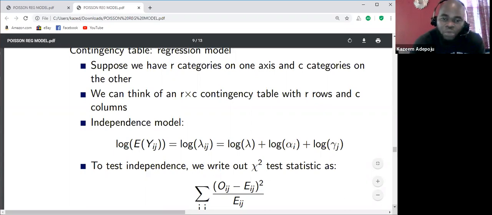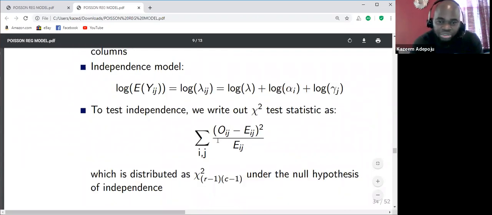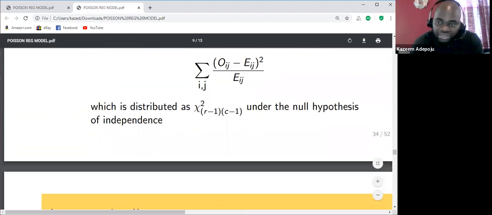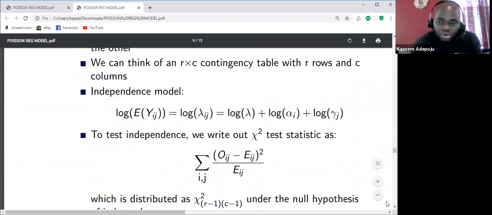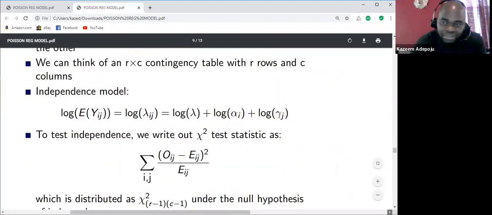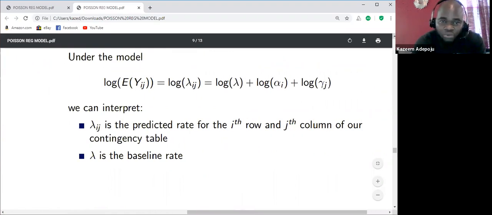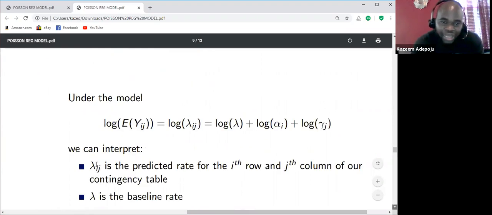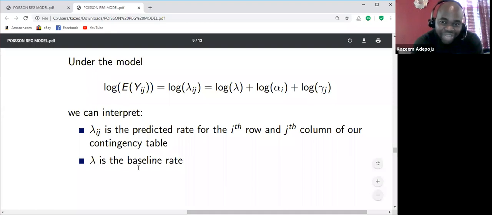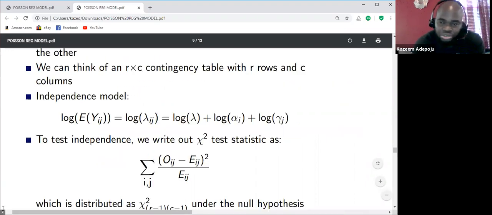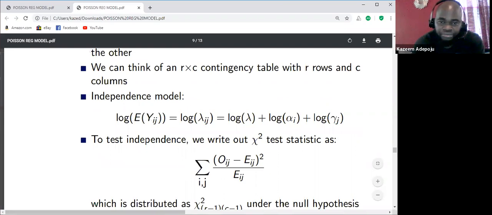And when we make use of the chi-square test, of course, I showed you the formula the other time, and I showed you the distribution of the test, just to remind you of what we have been doing since morning. Under the model, I walked you through the model, and I told you lambda is a baseline rate. You can see that now. I'm just trying to walk you through what we've been able to do.